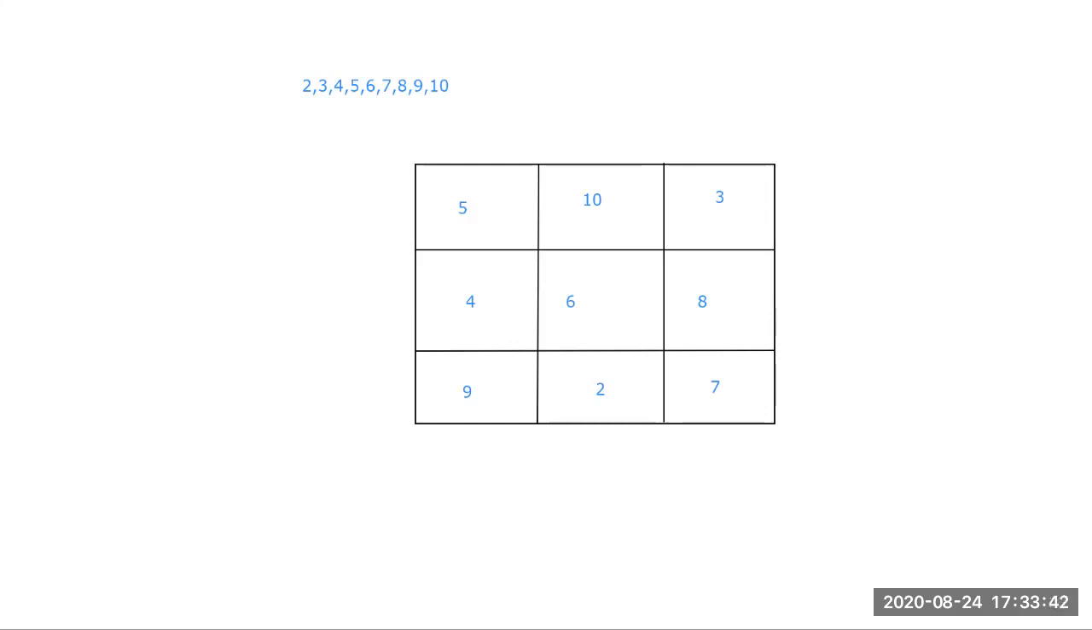Now let us see another one. This time let's put 2 digit numbers. Now 41 to 49: 41, 42, 43, 44, 45, 46, 47, 48, 49.